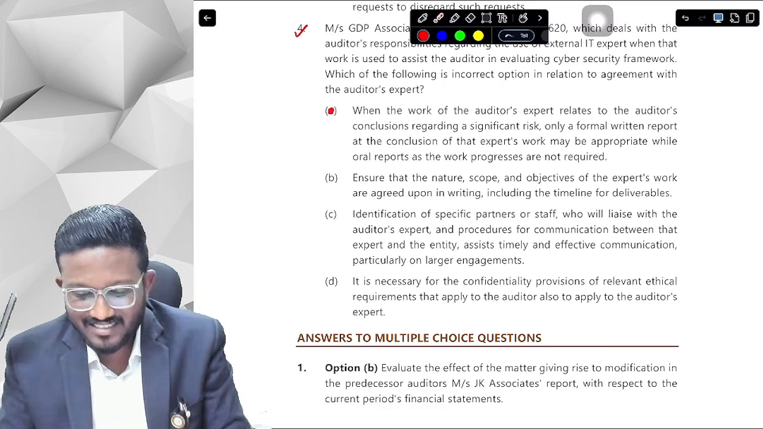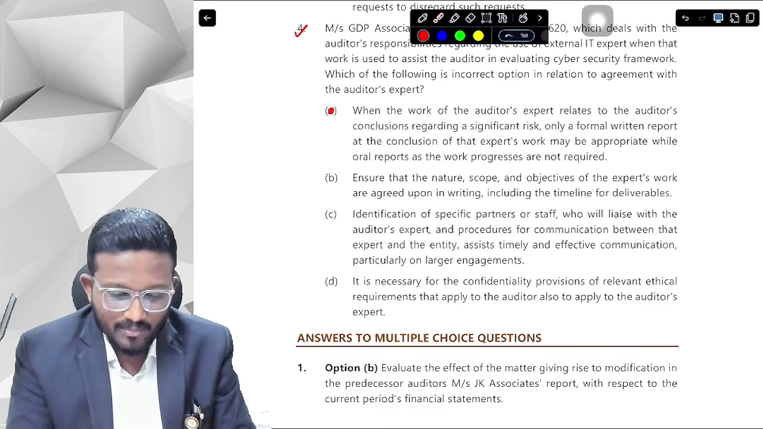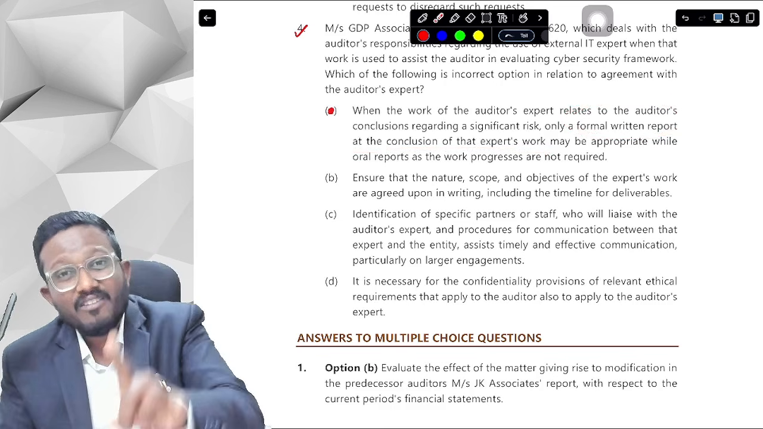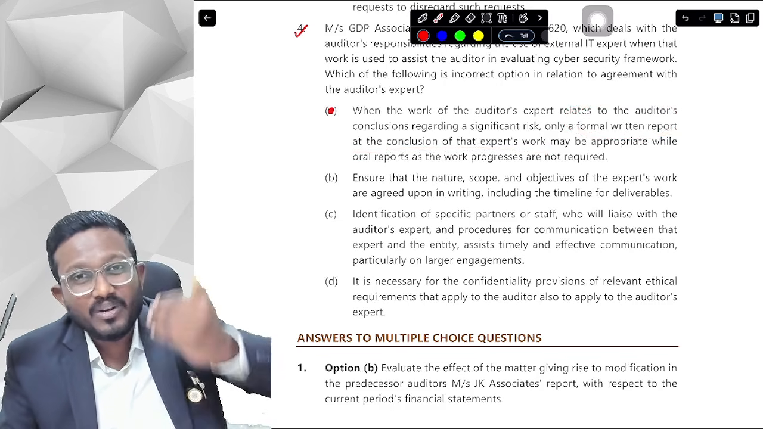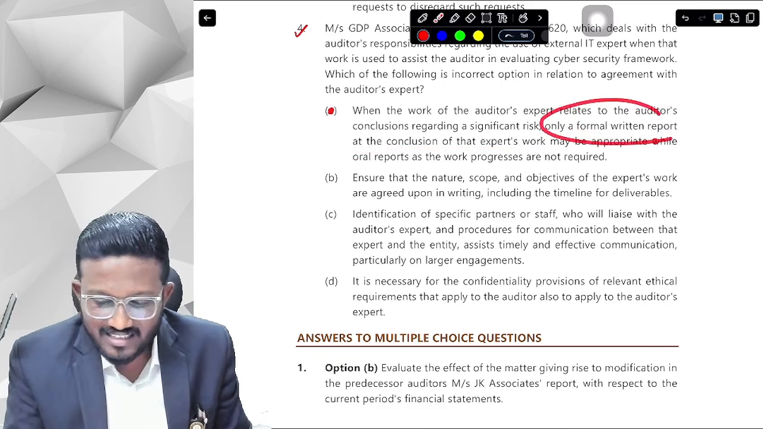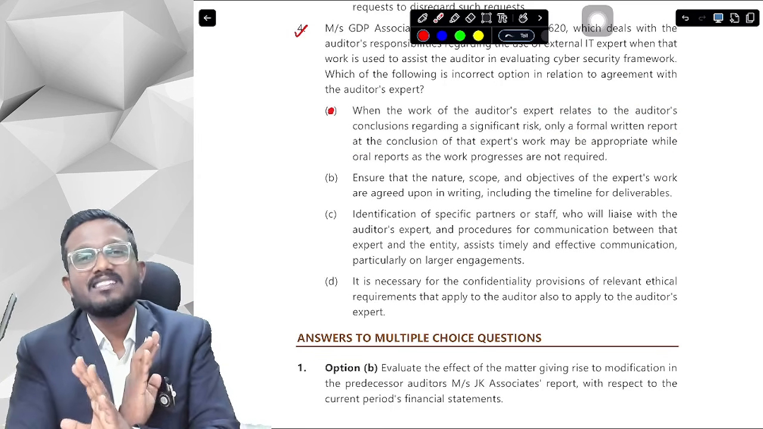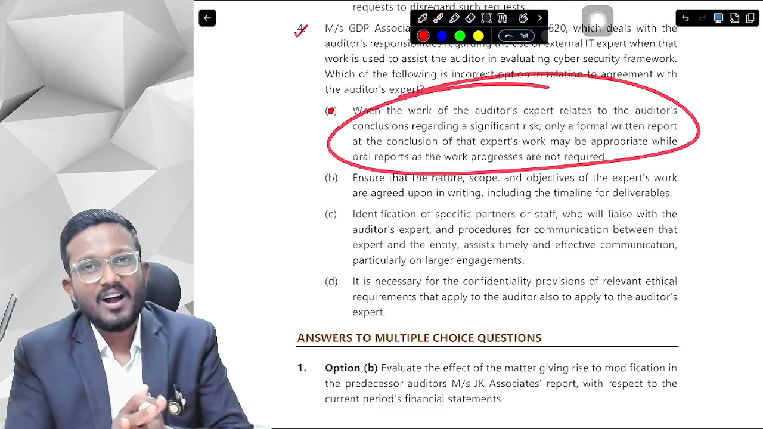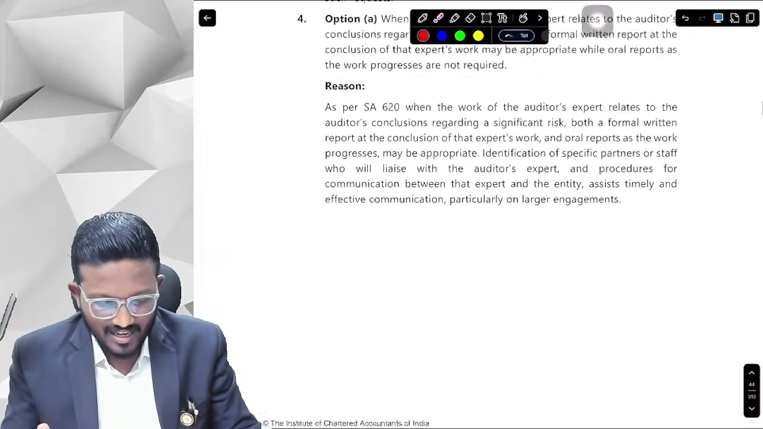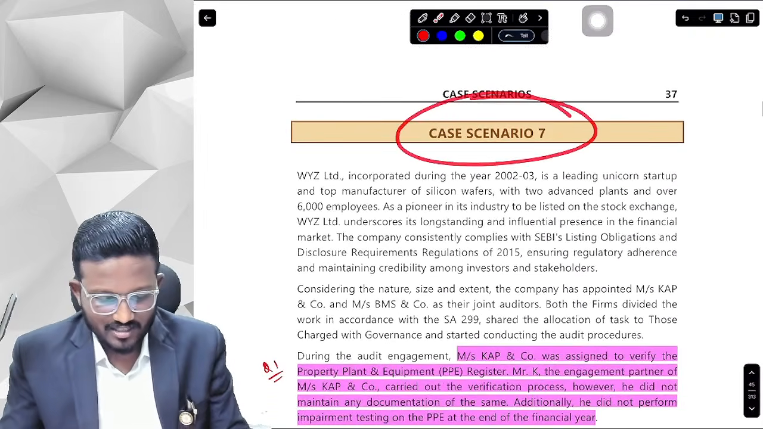We already discussed this, that we need to obtain the formal written report at the conclusion of the expert's work, and we need to obtain oral reports during the audit progress. And here it says that we need to obtain just the formal written report. This is completely false. Okay, yes sir, so this is your correct option. Okay, yes sir, chaliye, this was your case scenario number 6. Let's discuss case scenario number 7.